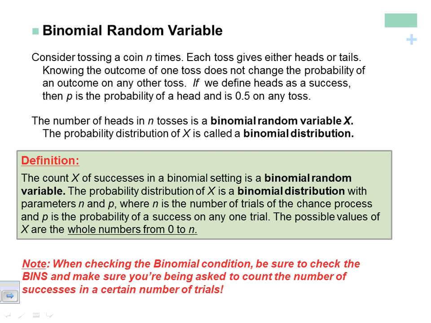All right, so just a little definition. The count X of successes in a binomial setting is a binomial random variable. The probability distribution of X is a binomial distribution with parameters n and p, where n is the number of trials of the chance process and p is the probability of success from any one trial. Now remember, probabilities are between 0 and 1. The possible values for X are going to be whole numbers from 0 to n. And this is really important, so you could say 0, 1, 2, 3, 4, all the way up to however many you're dealing with.